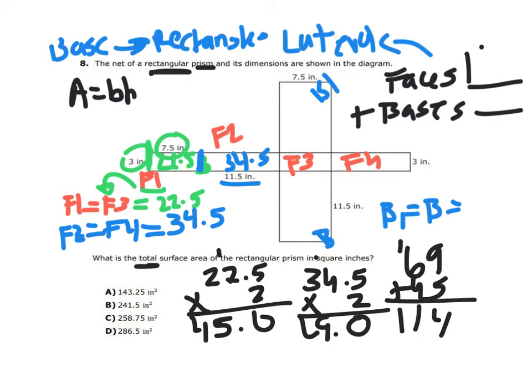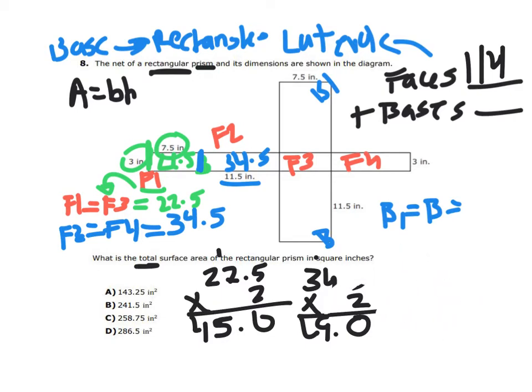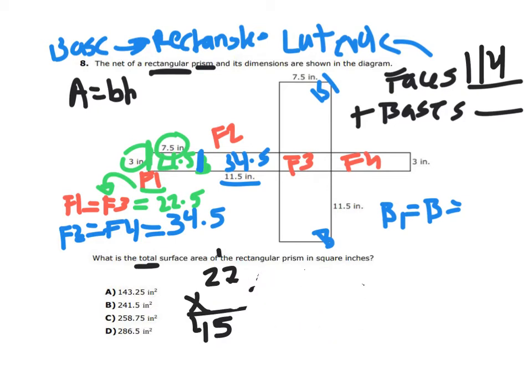And my lateral surface area is 114. Now, don't stop there. A lot of you may have stopped there and said, well, I don't know that answer because that answer choice is not there. Remember, we're looking for total, so now I have to figure out the area of my bases to add on to it. But remember what we said, just like face 1 and face 3 are equal, and face 2 and face 4 are equal, my two bases will be equal.